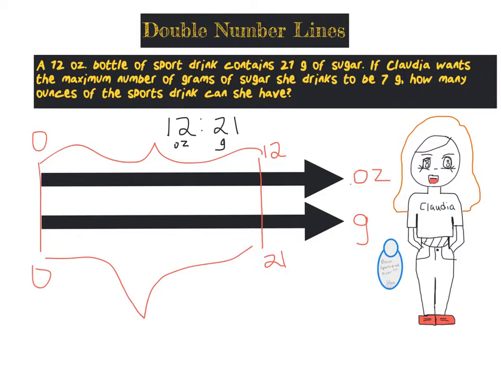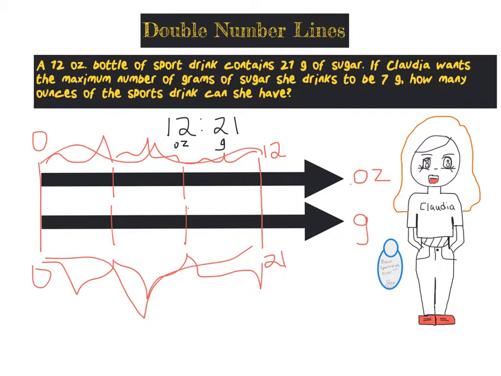Well, they can't both be divided by 2. But I can divide both of them by 3, which means if I cut both of them into thirds and do the same thing here, then each of these represents 1/3 of 21. Terrible lines, I apologize. And each of these represents 1/3 of 12.